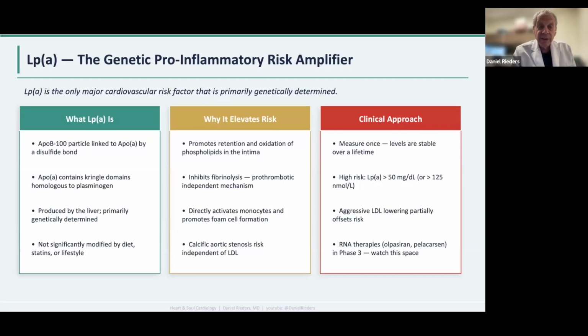So, let's get down to lipoprotein A. Lipoprotein A is genetic. There are multiple drugs in the pipeline. Some are very near getting approved by the FDA. They lower it very low.